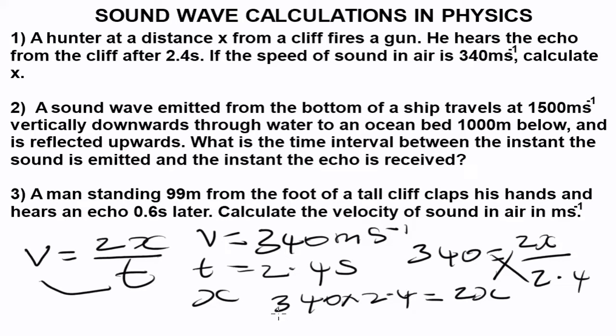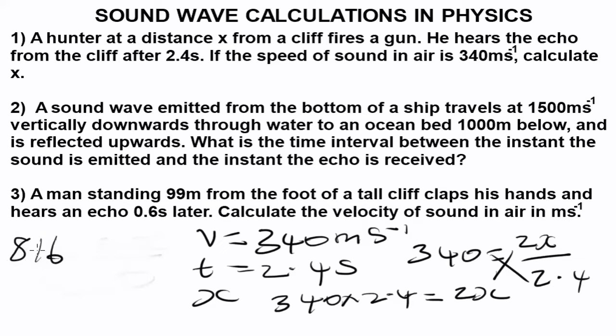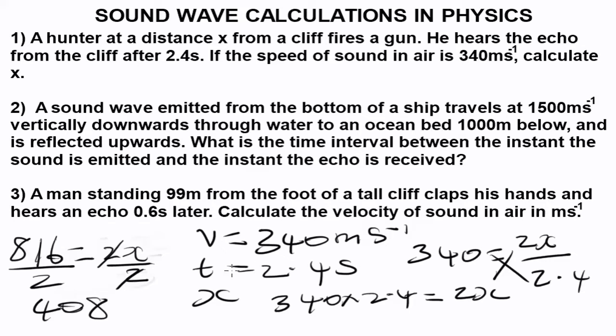When you simplify further, you're going to have 340 times 2.4, let me punch it. It's going to give us 816 equals 2x. To make x the subject of the formula, divide both sides by 2. So 816 divided by 2 is going to give us 408. Since we are looking for x, distance, the unit will be meter. Alright, so this will be the answer for question 1.